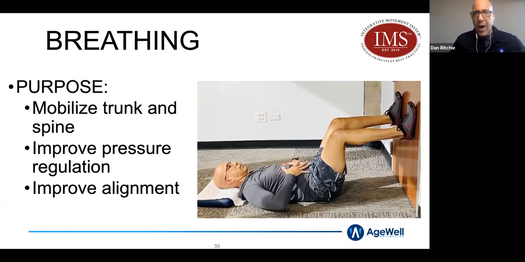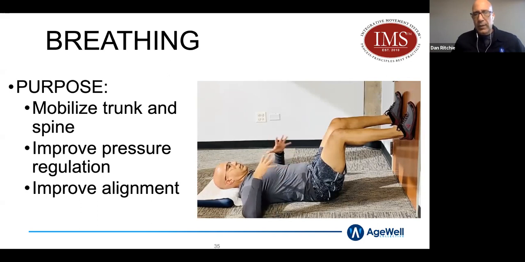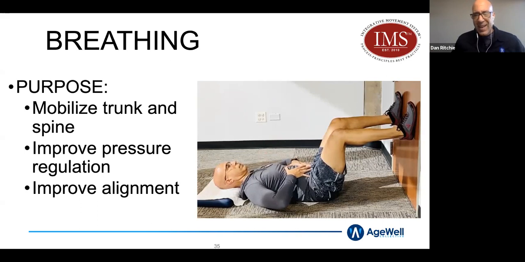So now I'm breathing wide into my hands, but then my ribs are relaxing as I breathe out. So you'll see my ribs expand. And then as I breathe out, the ribs relax down towards the pelvis. And then finally, I'll breathe front to back.